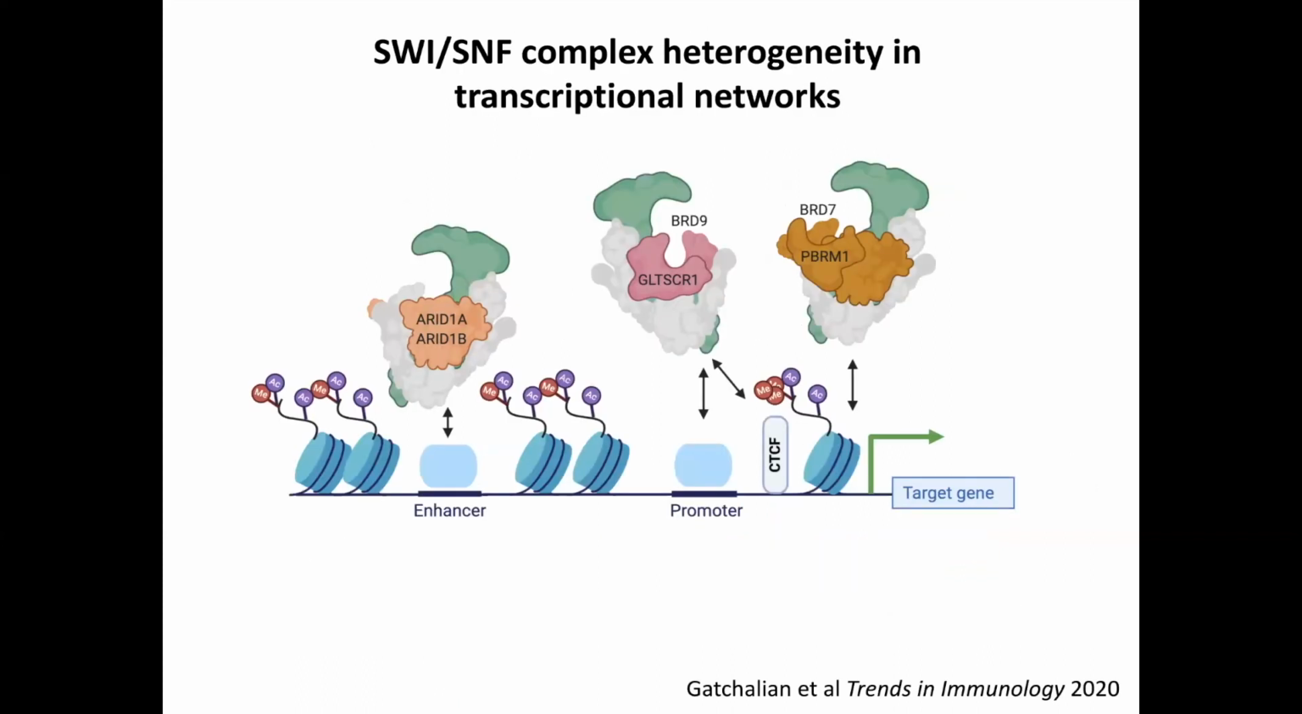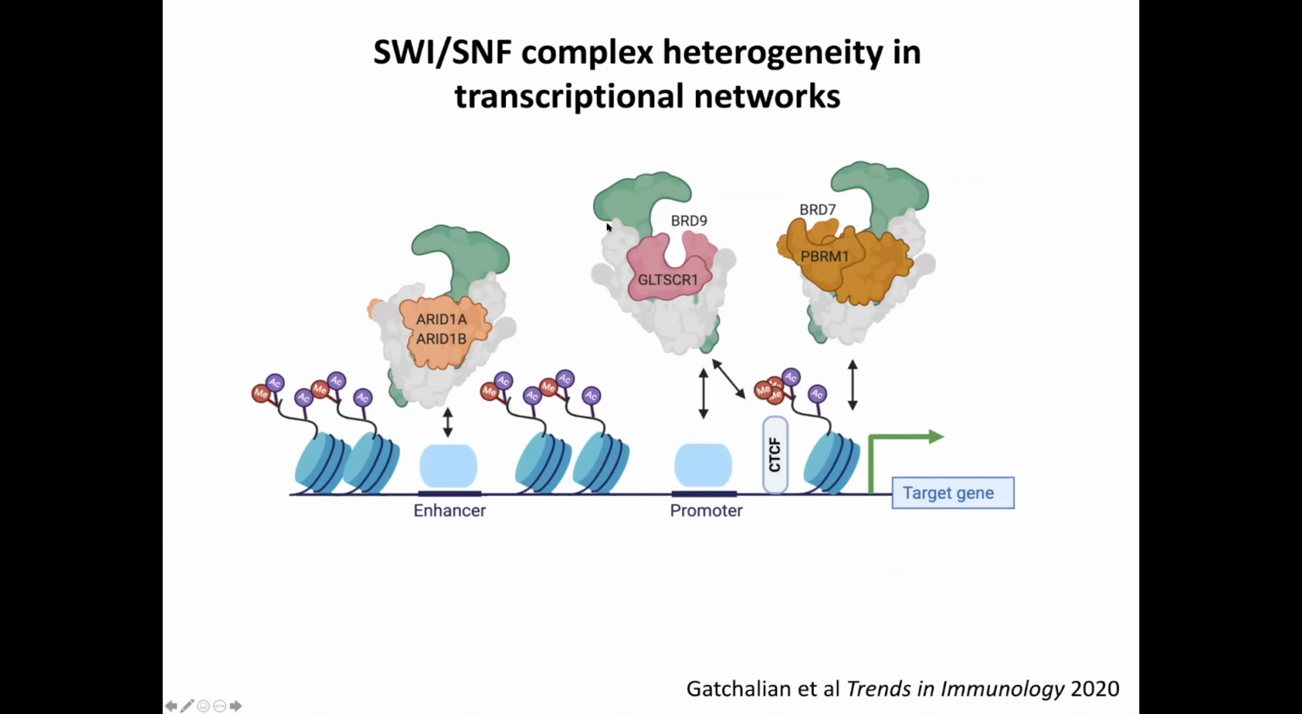And so this really started to put together a framework for us to understand how this biochemical diversity among the different variants could give rise to these different recruitment and targeting strategies that could give rise to different functional properties of these complex variants. So as I mentioned, we think that the canonical form of the complex is highly enriched in enhancers, where it's important for enhancer activity.